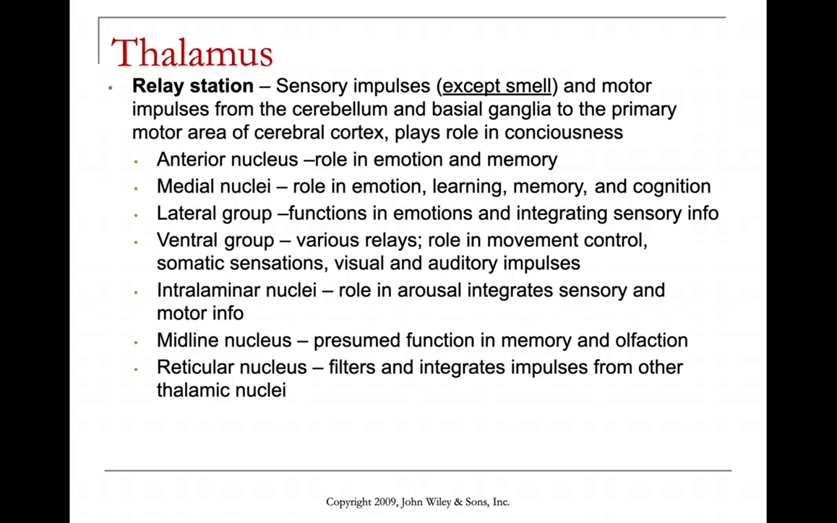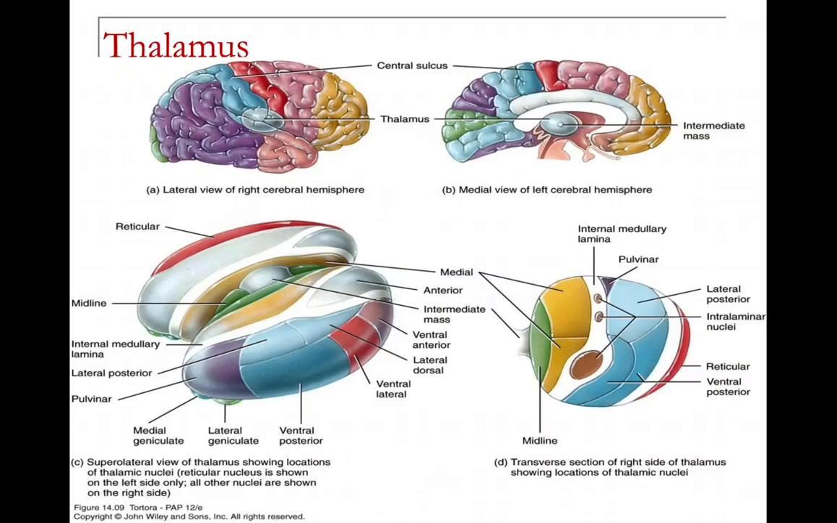The ventral group is going to have various relays, plays a role in movement control, somatic sensations, visual and auditory impulses. The intralaminar nuclei play a role in arousal, and they'll integrate sensory and motor information. The midline nucleus is presumed to function in memory and olfaction. And then the reticular nucleus filters and integrates impulses from other thalamic nuclei.